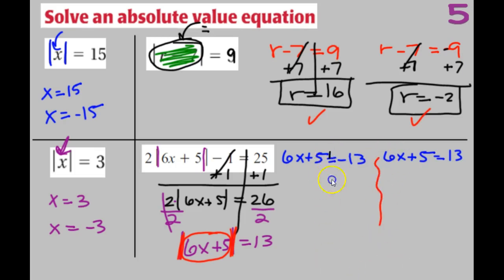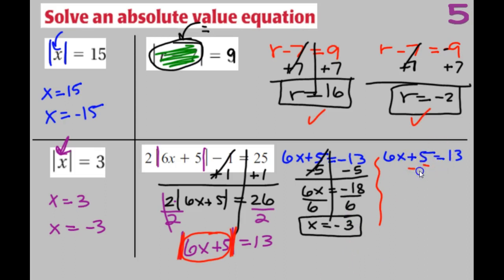Doesn't matter which one you write first. I'm going to start writing the negative one first so that when we get to graphing these later, the negative numbers are on the left. So we're going to get rid of our adding and subtracting first. These are all negative, same sign, add them up, that's negative 18. And then divide by 6. X equals a negative 3.